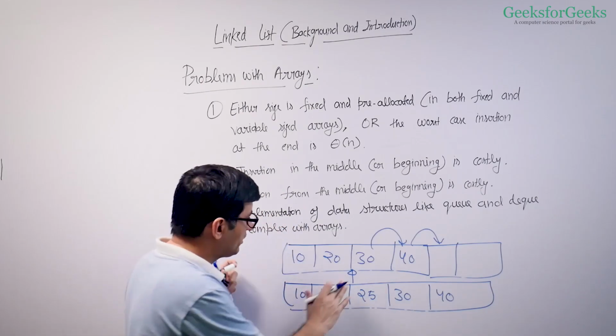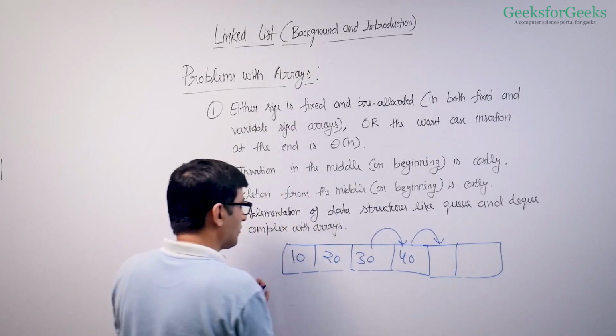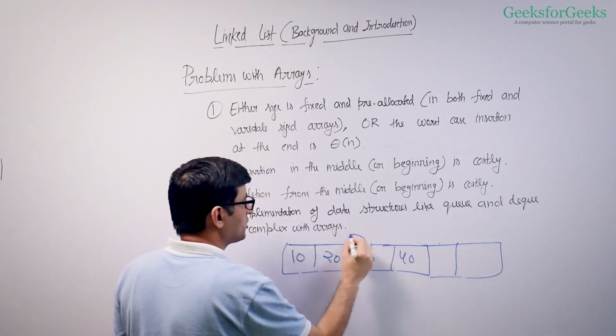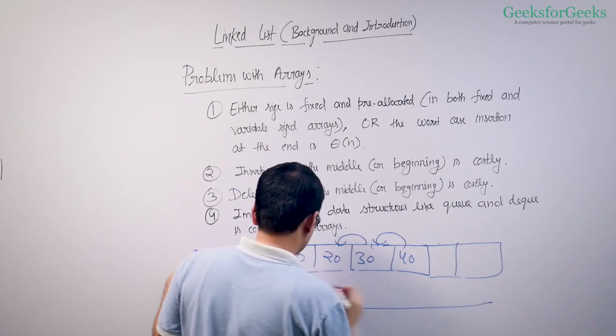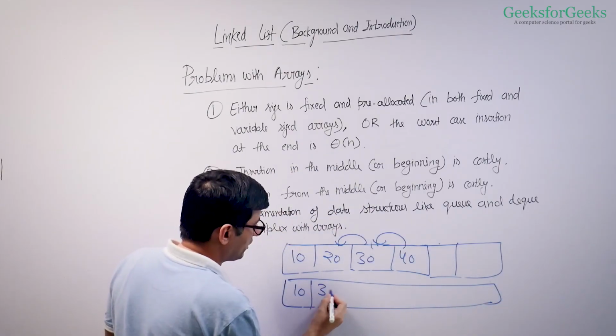Suppose you have this array and you want to delete 20 from it. What will happen if you delete 20? You will have to move these elements one position before, right? So your array will become something like this. If you delete 20, it will become 10, 30, and 40.